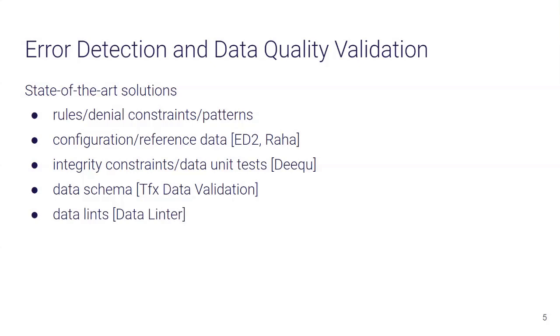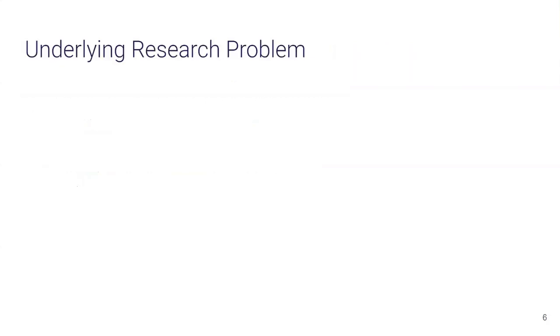All these solutions have something in common. They require either domain expertise in the form of rules, patterns, constraints to define data quality, or labeled examples for the algorithms to learn what records are of acceptable data quality automatically. These requirements bring several research questions.